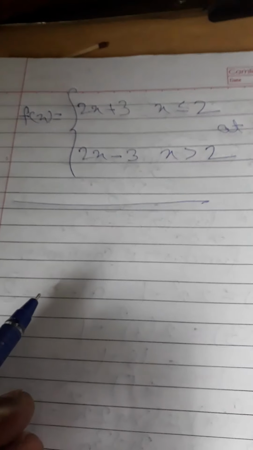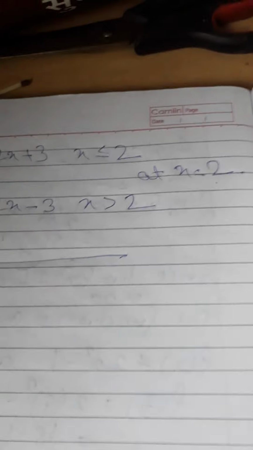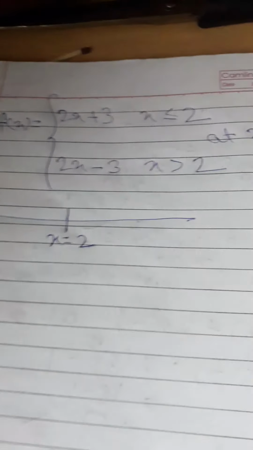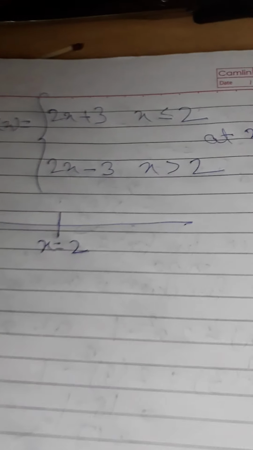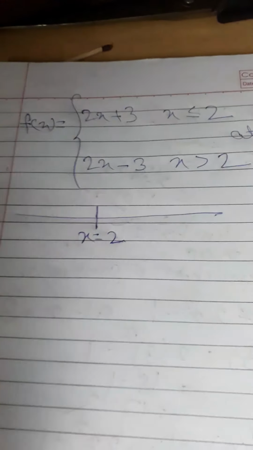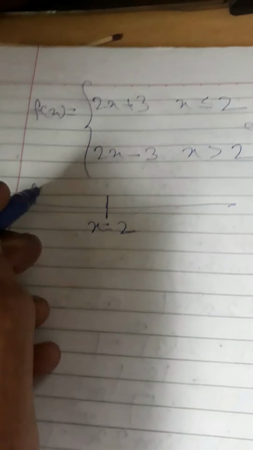Now here remember, if you want to understand this, just draw a real line and see at what point we are going to check the continuity. We are going to check the continuity at x equal to 2. Now how is the function defined? First check for the values less than 2. That function you are going to keep on the left hand side.